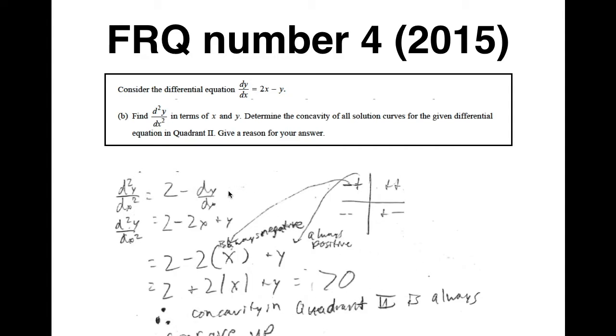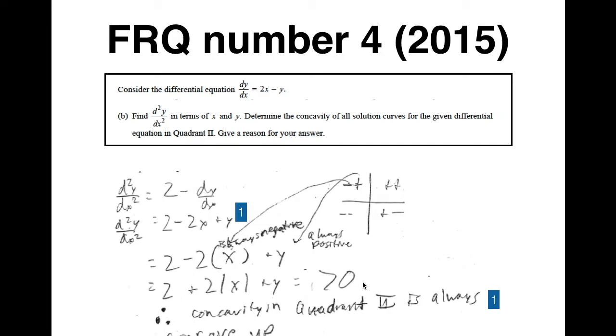The second student found the second derivative, so this here is the derivative of 2x minus y, and then they also substituted y prime with 2x minus y, so this is correct. And then quadrant 1, quadrant 2, quadrant 3, quadrant 4, they substituted. This, I guess, means x is negative, y is positive. This means x is negative, y is negative, and so on. So they correctly concluded that the second derivative is going to be greater than 0.